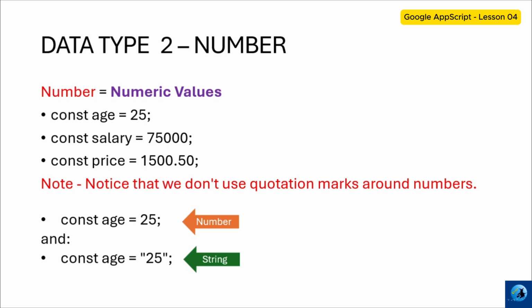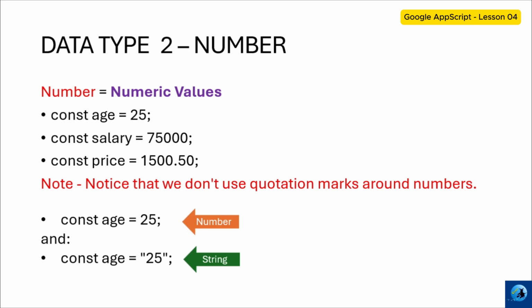The second data type is number. Numbers are used for mathematical calculations and numeric values. For example, you can see we have created a variable called age and we have assigned 25 for that variable. Or we can create a variable called salary and we have assigned 75,000 for that variable, right? We can also store decimal numbers. So here we have created a variable called price and we have assigned 15.50 as its value. Notice that we don't use quotation marks around numbers.